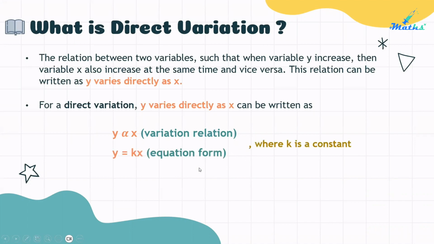And this is the equation form, y equal to kx. It must include k, and k is a constant. The equation form is used to find the value of y and x.